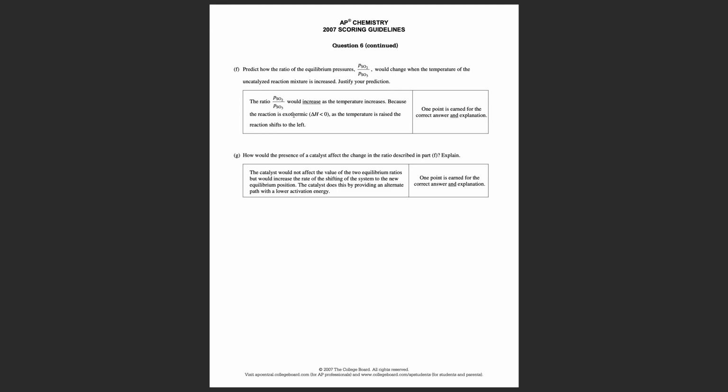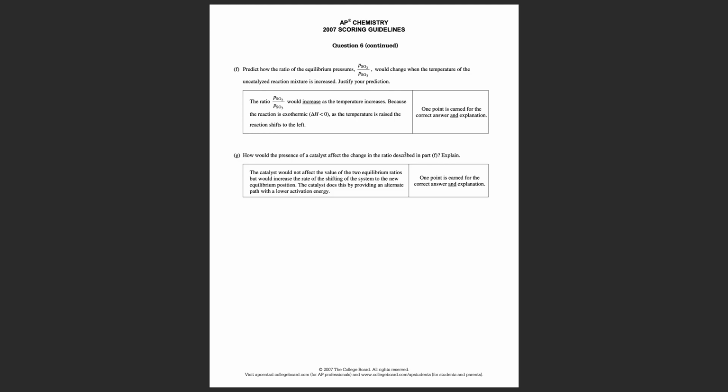The ratio would increase because the reaction is exothermic, and when the temperature is raised, it shifts to the left. They didn't even mention Le Chatelier's principle, but if you added that in there, that'd be a bonus. According to Le Chatelier's principle, it would shift back to the left. The reaction would shift to the left. How would the presence of a catalyst affect the ratio?